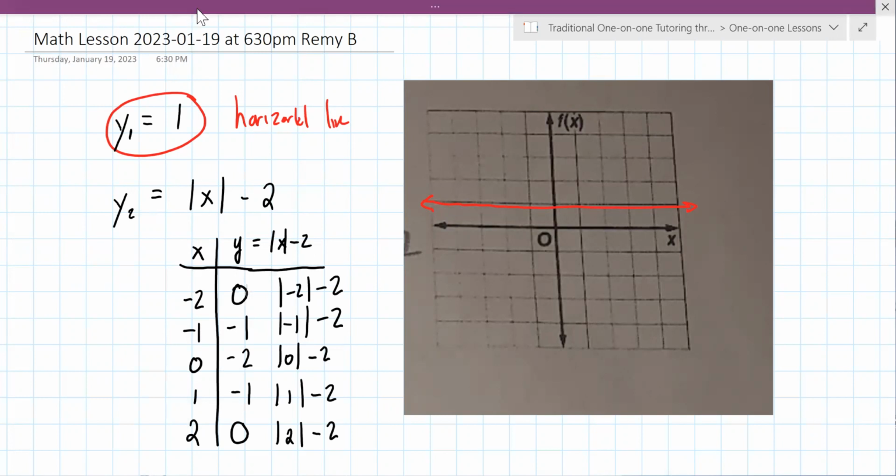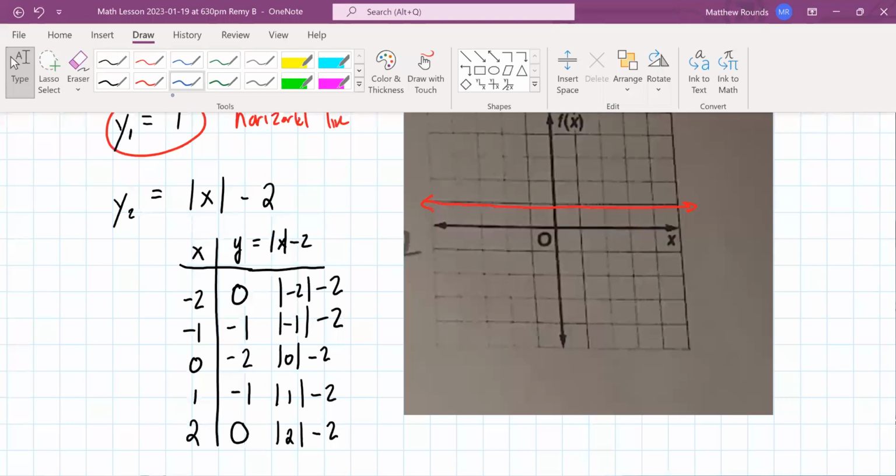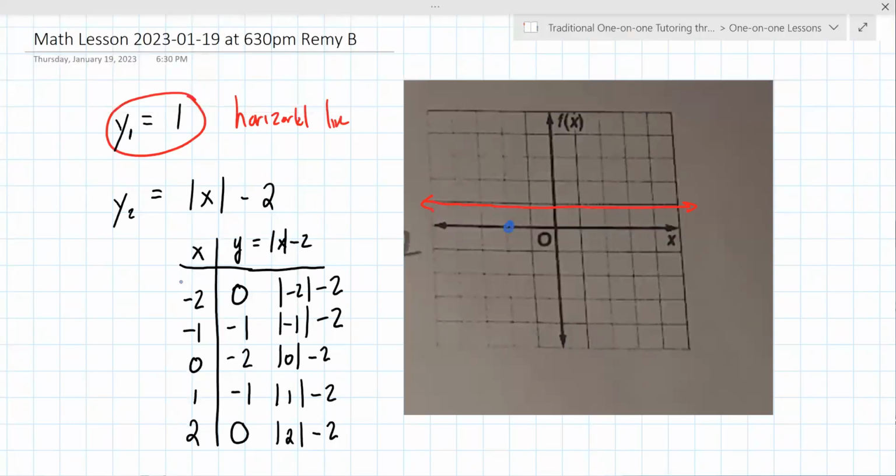So we plot these points now, and I'll do that in blue. It's -2, 0. These are ordered pairs. -1, -1. 0, -2. 1, -1. 2, 0. You should see the V shape. It's always the V shape. You have to see the V, either the up or the down V. You got to see it.